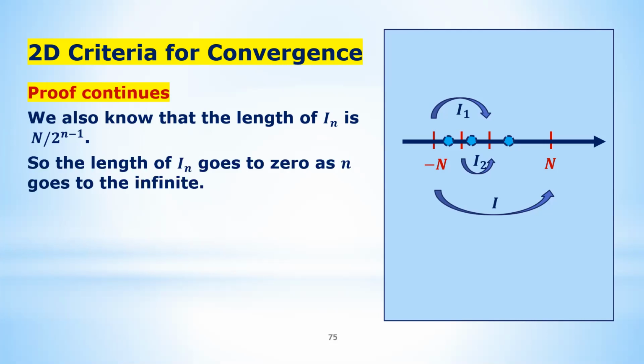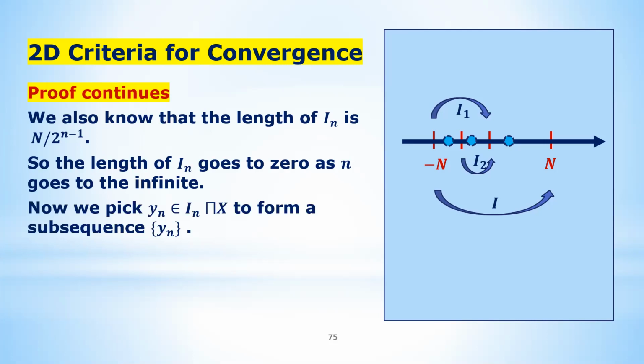Okay, so what can we do next? For each In, which consists of infinitely many points of X, you look at In intersect X. There are an infinite number of terms of the sequence involved in these small intervals. So I pick one term, one point which belongs to X, from In. I call this term Yn.